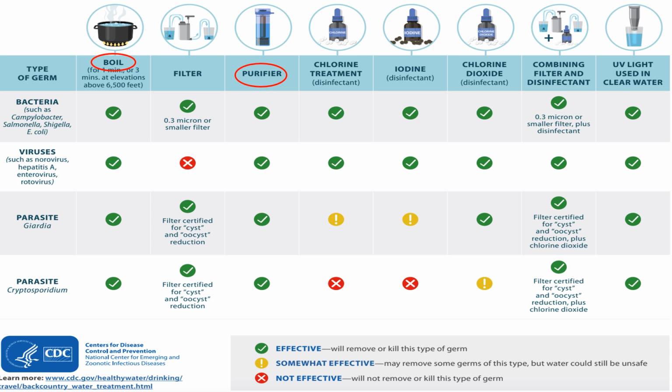I find this table quite helpful. It's from the CDC, and it goes through the different methods of removing or killing bacteria, viruses, or parasites. So what I did was I circled 2 of the methods that I feel are the simplest way of doing so. One is, of course, boiling, which will end up killing all of those different types of pathogens. Or you can buy a purifier, and this also removes those pathogens. So I'd advise that you take a closer look at this on your own time.